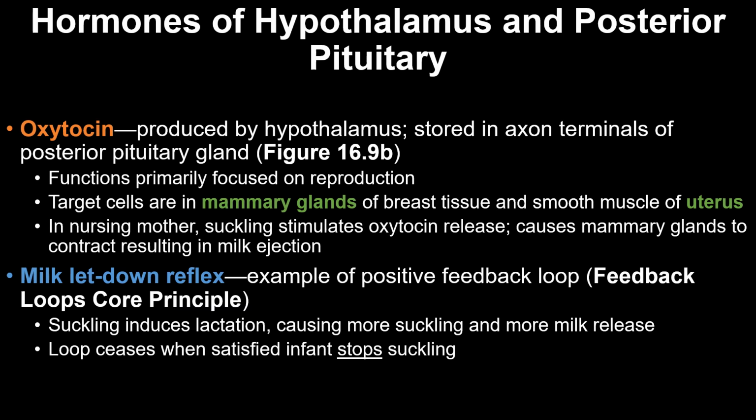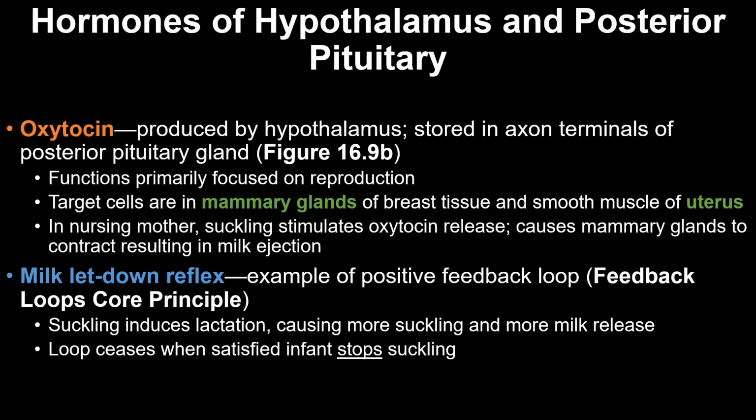Now, much like ADH, oxytocin is produced by the hypothalamus and stored in the axon terminals of the posterior pituitary gland. Its functions, however, are different. Oxytocin's functions are primarily reproductive in nature, targeting specialized cells of the mammary glands and smooth muscle cells of the uterus. In nursing mothers, oxytocin release is triggered by an infant suckling. And this oxytocin binds to those specialized cells that stimulate their contraction, resulting in milk ejection. This is an action known as the milk letdown reflex.